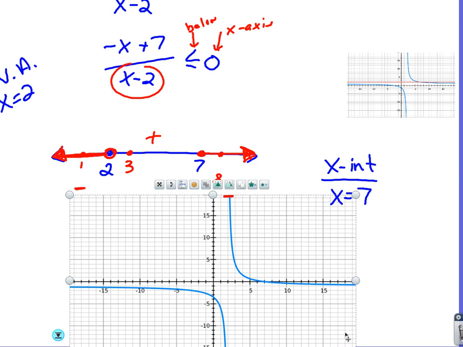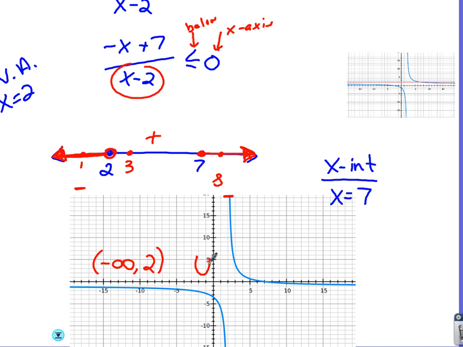Where is my graph less than or equal to 0? There's the graph. Here it's less than 0. Here it's above 0, which was from here to here. You see that? And then at 7, it crossed and went below 0. So my graph is below 0 from negative infinity up to 2, not including 2. 2 is a vertical asymptote. Or my graph is below from 7 up to positive infinity. That's what your answer would look like.